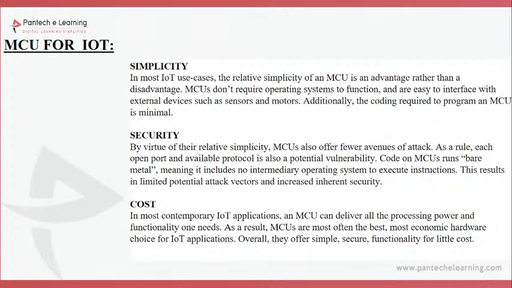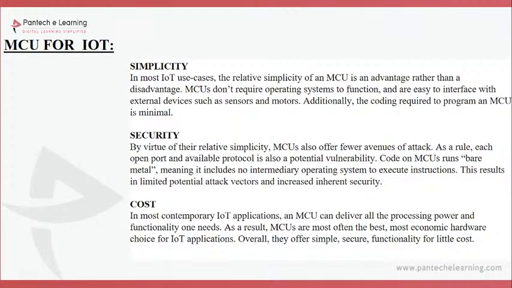Additionally, the coding or programming for the controller is very minimal. This simplicity means the process is very easy, and very secure also. Security comes by virtue of the relative simplicity. MCUs offer very few attack surfaces. Whatever code we load onto the microcontroller runs on the bare metal. There is no use of an operating system to execute. We can directly use something like a NodeMCU. Whereas with a Raspberry Pi, we have to use an operating system. But in these microcontrollers, there is no need to download an operating system again. So there is less chance for attack vectors.